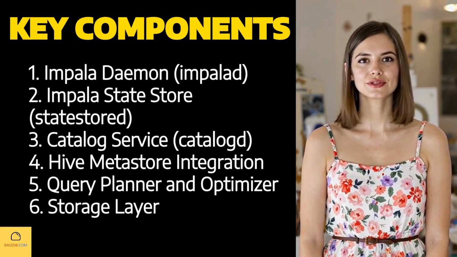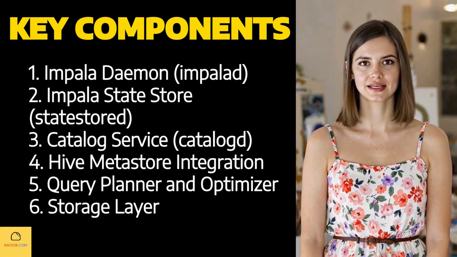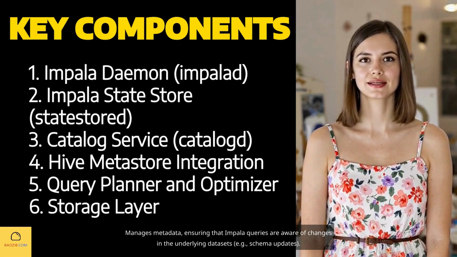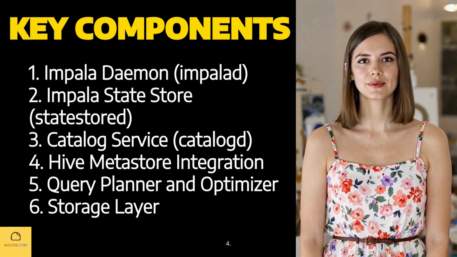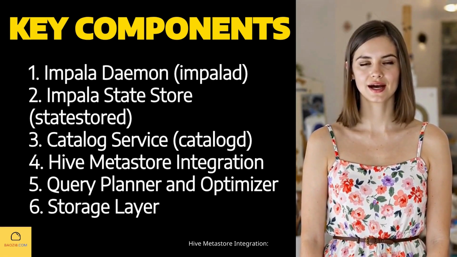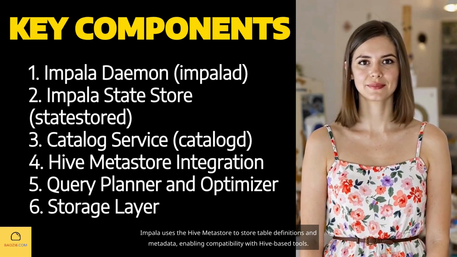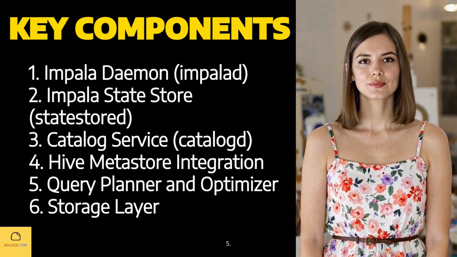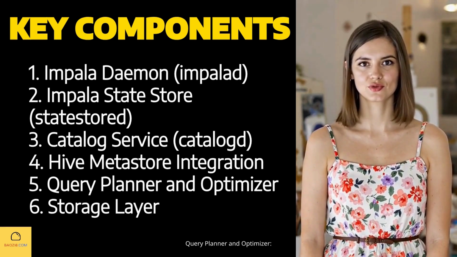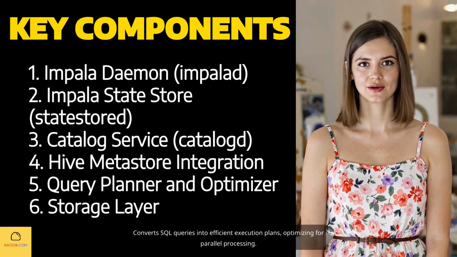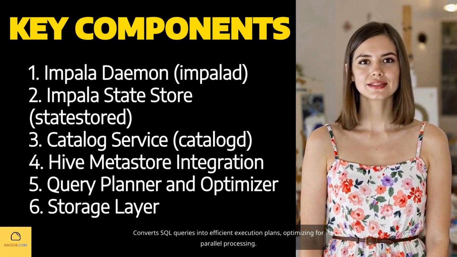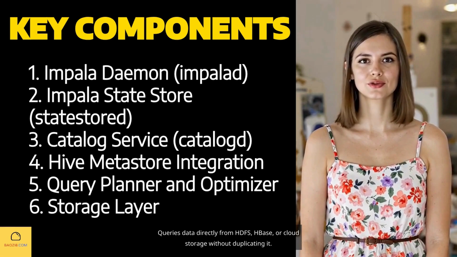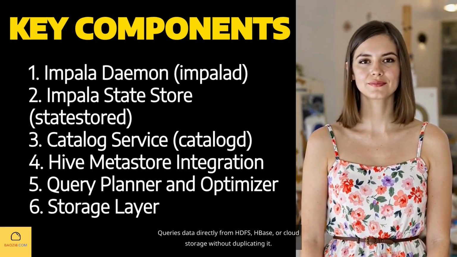3. Catalog service, catalogd. Manages metadata, ensuring that Impala queries are aware of changes in the underlying datasets, e.g., schema updates. 4. Hive Metastore integration. Impala uses the Hive Metastore to store table definitions and metadata, enabling compatibility with Hive-based tools. 5. Query Planner and Optimizer. Converts SQL queries into efficient execution plans, optimizing for parallel processing. 6. Storage layer. Queries data directly from HDFS, HBase, or cloud storage without duplicating it.